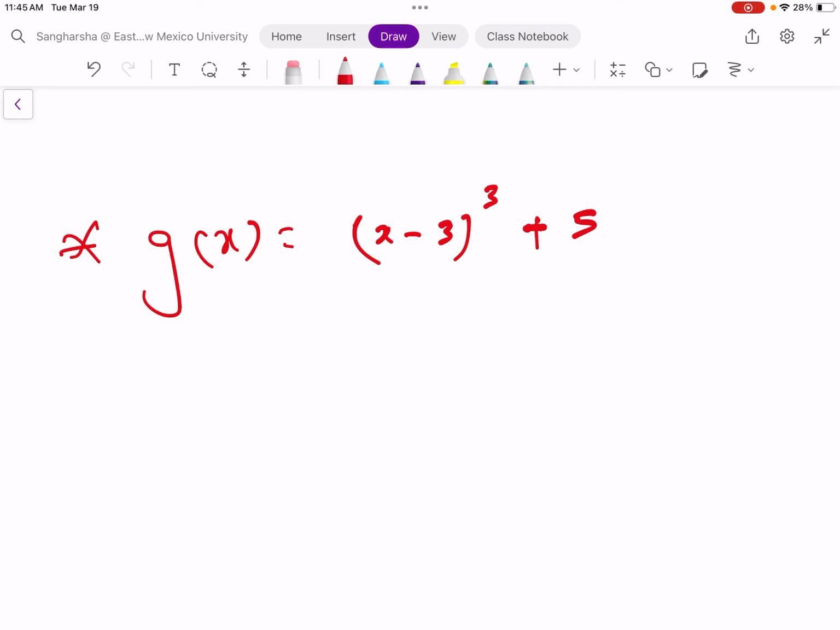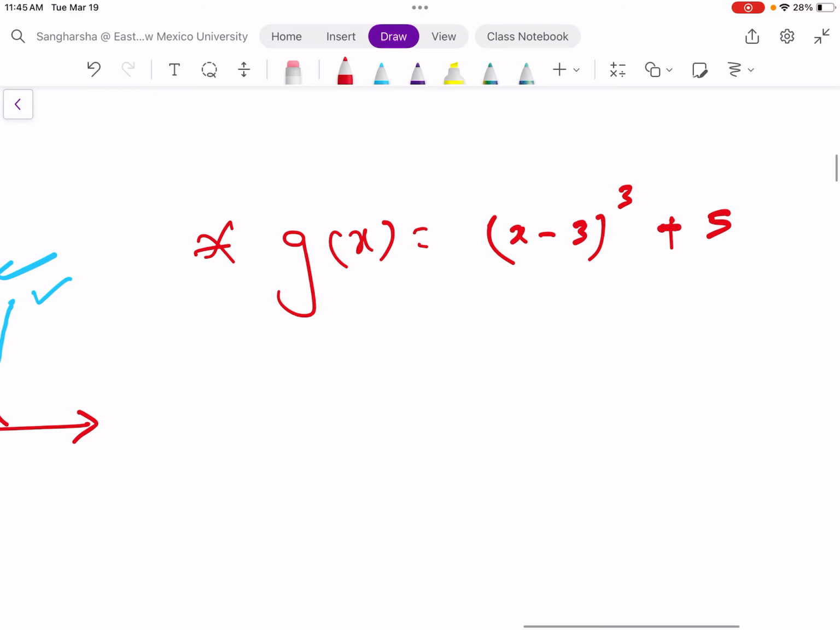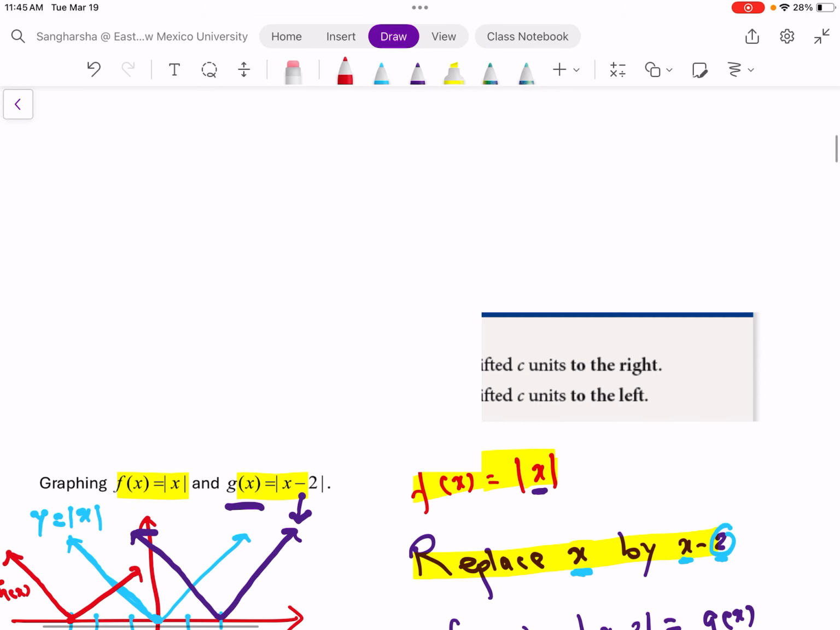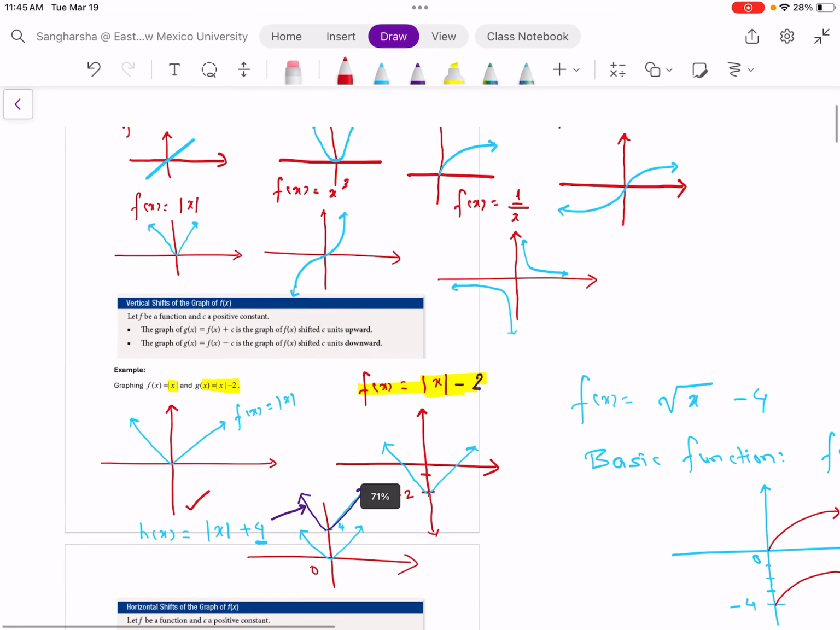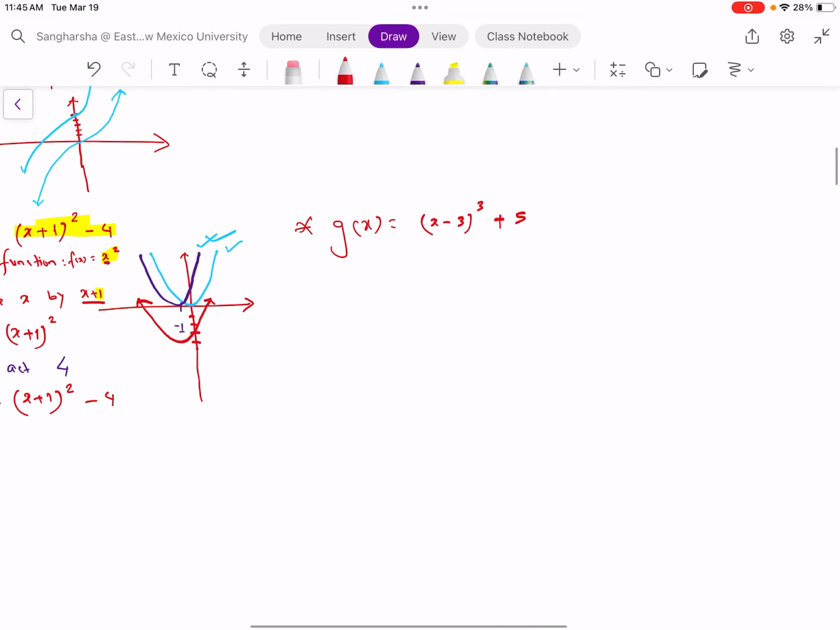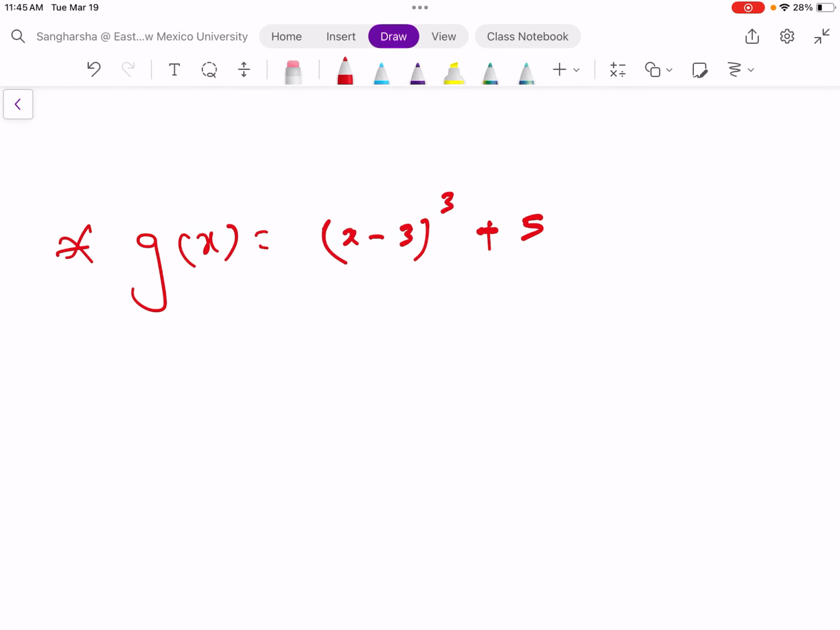The very first thing: what kind of function is this? We had 6 or 7 basic functions. If we go back to the very first page here, we have 1, 2, 3, 4, 5, 6, 7. Out of the 7 functions, what kind of function is this? A cubic function. If this is a cubic function, what is the basic cubic function? x³, right?